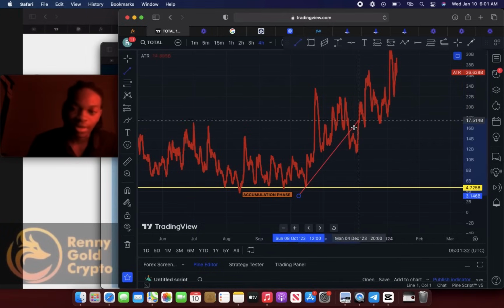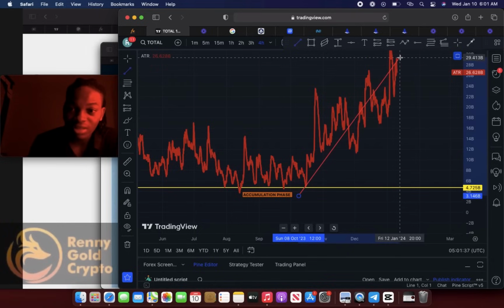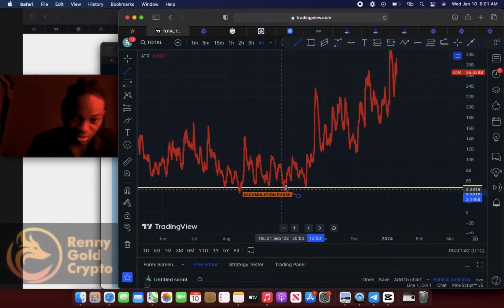So when the ATR is high, when you're seeing that the trend is high right there, that's high volatility. It's not even a good time for you to buy. But when you see this low volatility, you should know that that is a good time to accumulate more of whatever coin you are trying to buy.